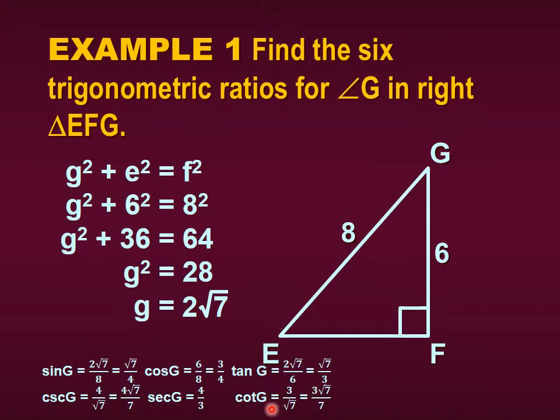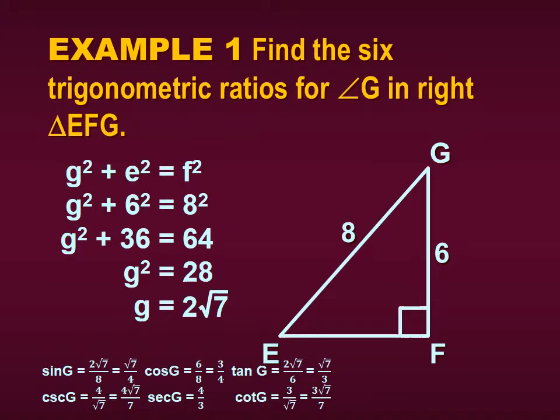Now let's look at cosine. Cosine is adjacent over hypotenuse. So adjacent to angle G is 6 over hypotenuse 8, which reduces to 3 over 4. Now we've got tangent. Tangent is opposite over adjacent. So opposite of G is 2 square roots of 7 over adjacent 6. And 2 goes into 6 3 times. So we get our answer, the square root of 7 over 3 for tangent.